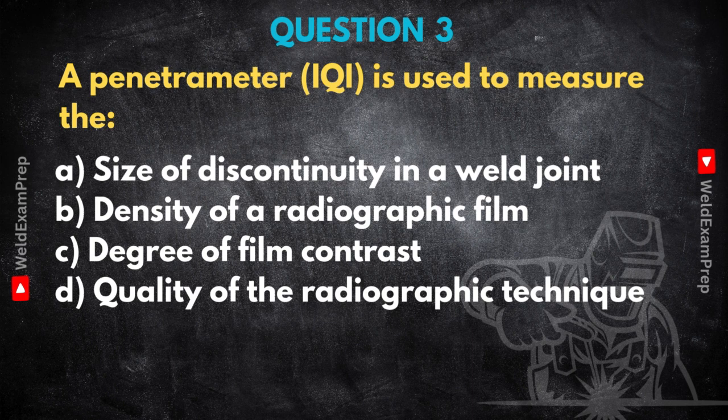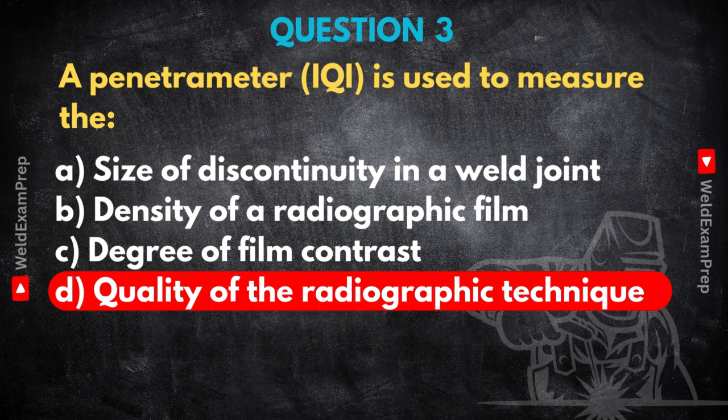Take a second. Okay, the answer is D, quality of the radiographic technique. Right. An IQI, image quality indicator, people often still call it a penetrometer. It's a standardized little device. Might have holes of different sizes or wires of different thicknesses. You place it on the part right next to the weld, usually, during the X-ray exposure. Its job isn't to measure the size of a crack or pore you find later. That's what the inspector does when interpreting the film. And it's not really about the film's overall darkness, the density, or how sharp the contrast is either. Those are more related to the film processing.